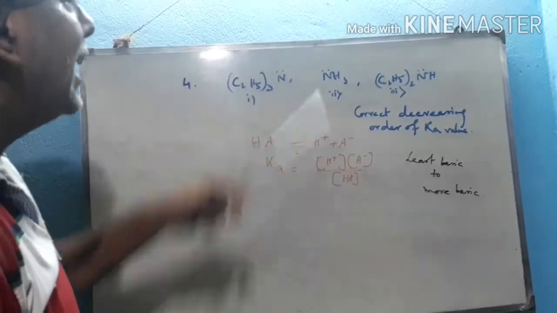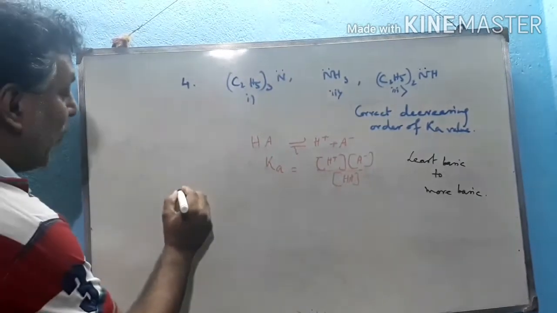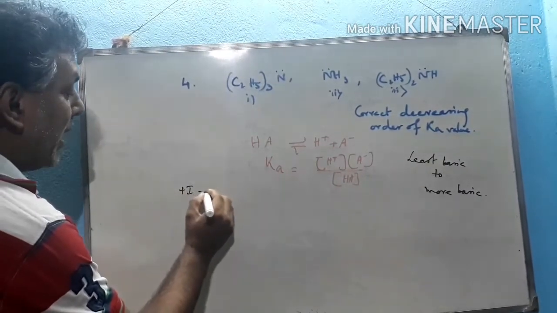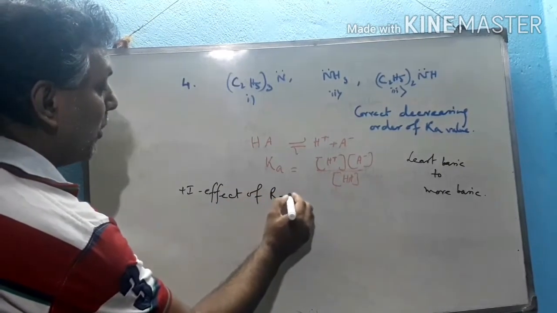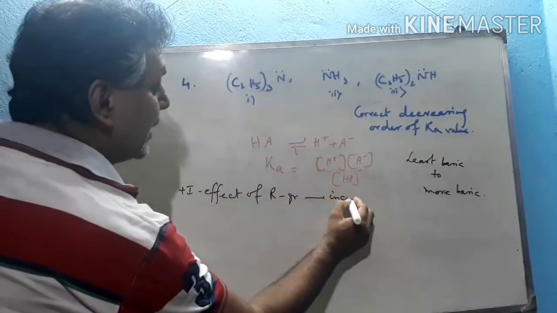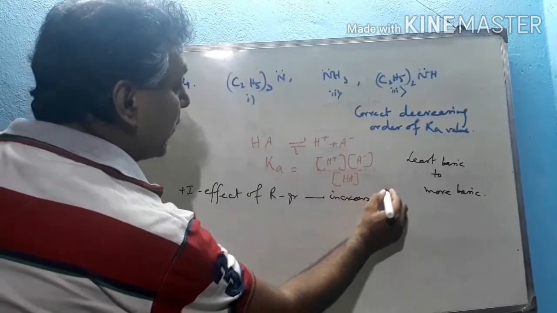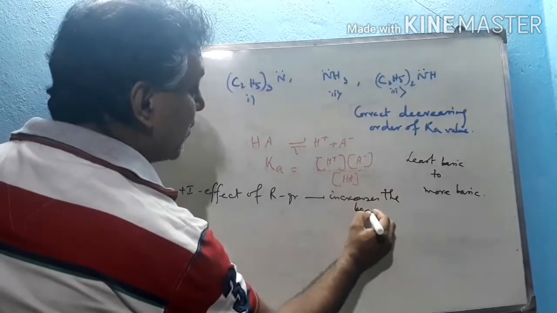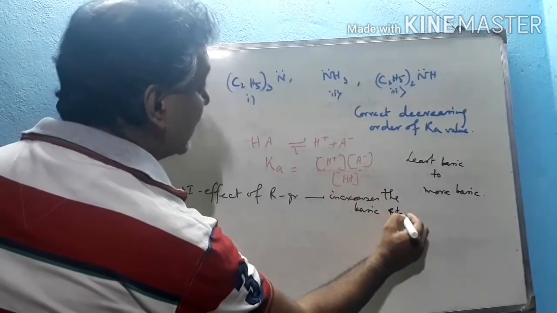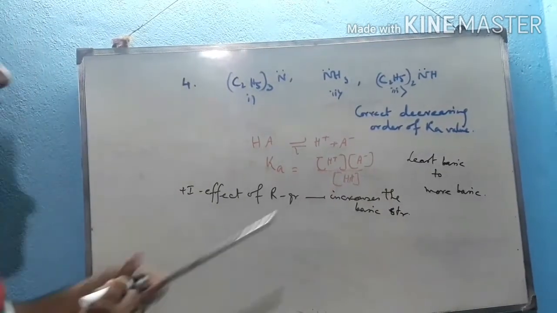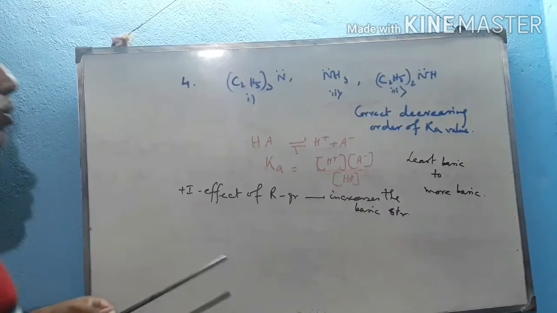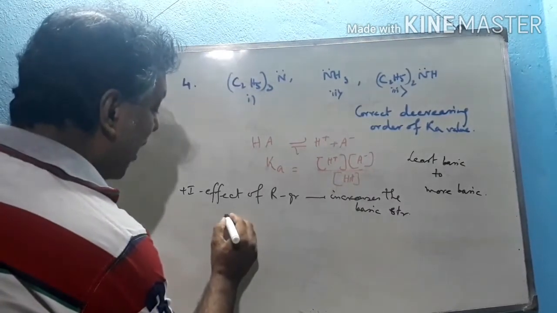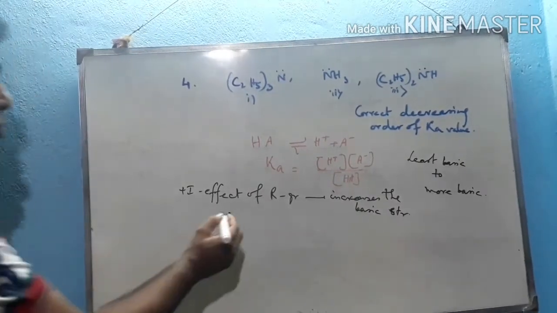We know that the plus I effect of the alkyl group, the R group, increases the basic strength. But ammonia has no such plus I effect. That's why it is the least basic substance among all. So 2 is the first part, the least basic substance.